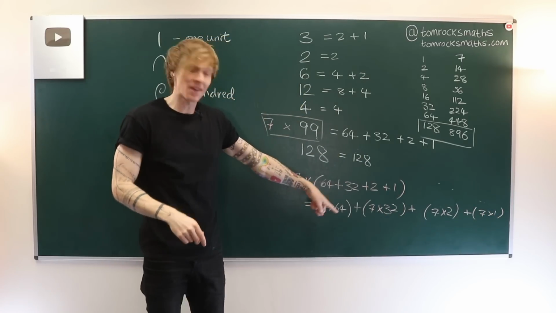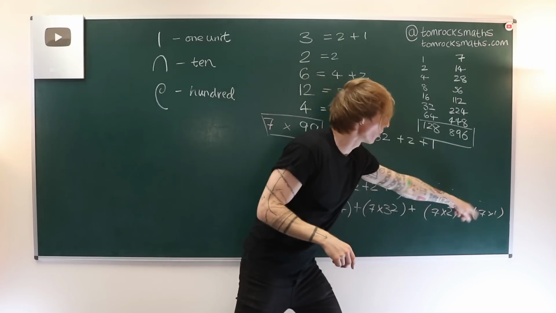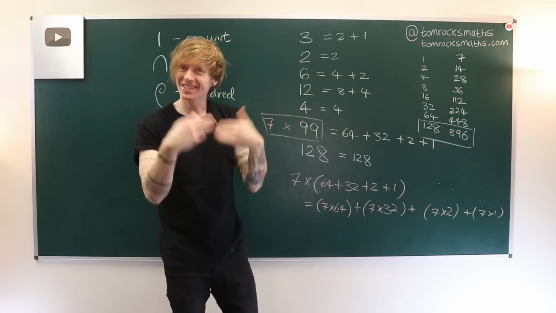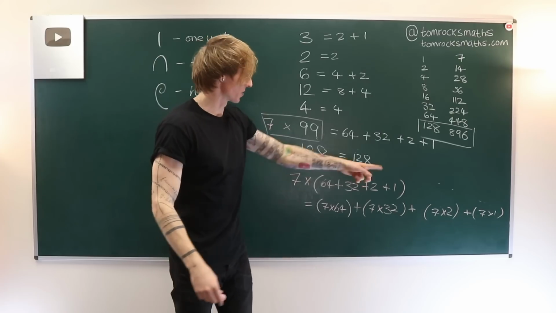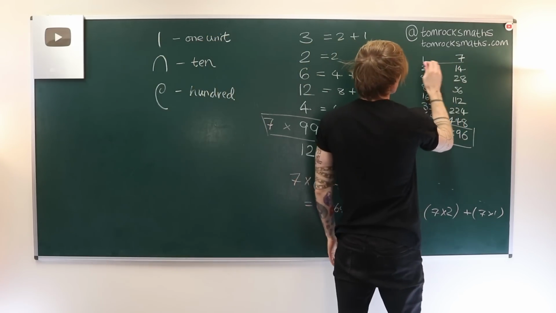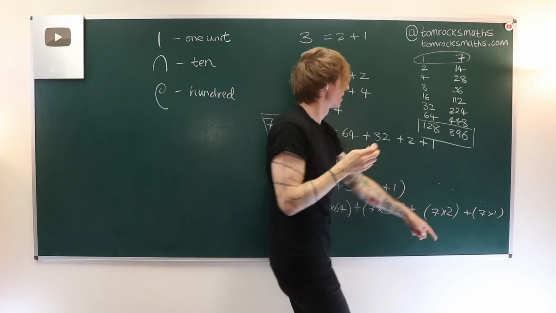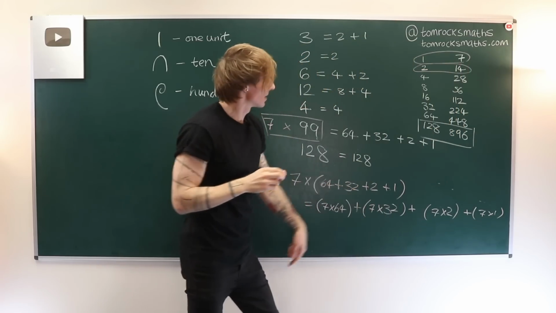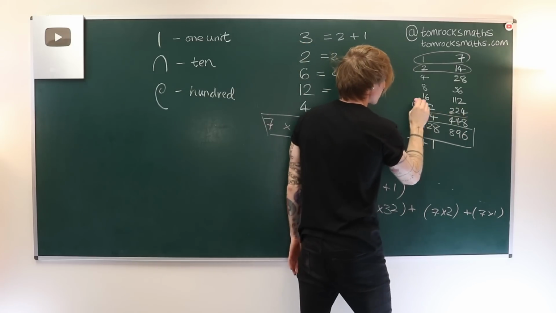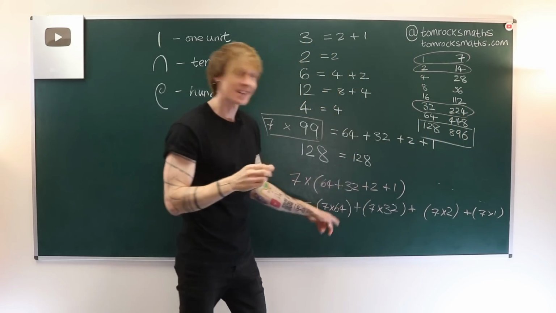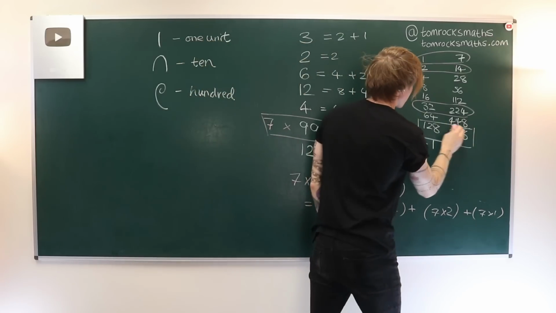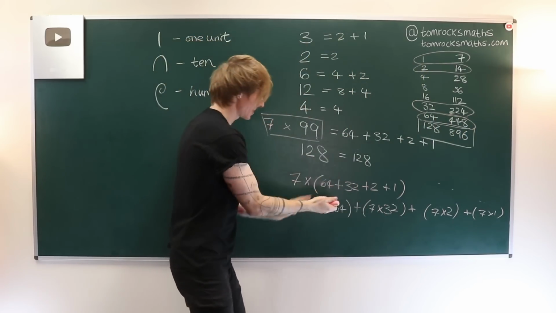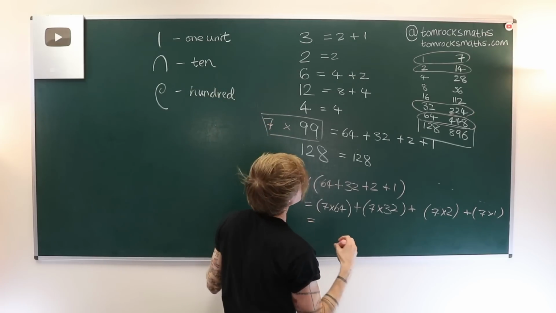Now, we already know the values of all of these 4 pieces because we just did our simple trick earlier of doubling 7 continually. So we need one lot of 7, so we need this one. We need a 7 times 2, that's going to be this one. We need a 7 times 32, which is down here. And we need a 7 times 64, which is this one. So we know the individual values of those pieces. So now we just have to add them up.